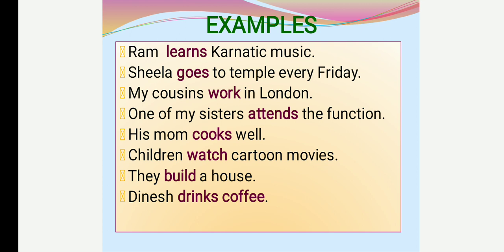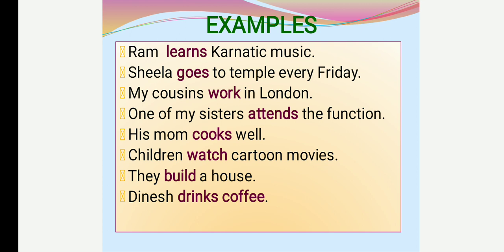One of my sisters. Consider that I have four sisters. I am speaking about only one sister among four. So it is singular. One of my sisters is a singular subject. I am speaking about one sister among four. Attends the function. His mom cooks well. I am speaking about his mom, not my mom. So his mom is also singular.